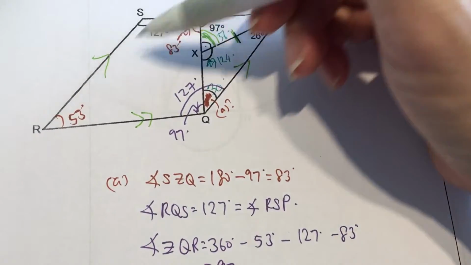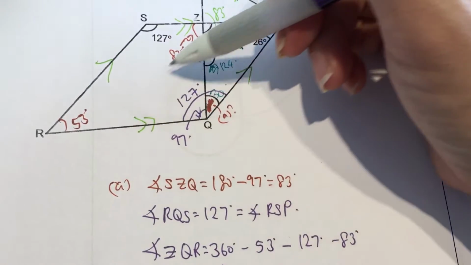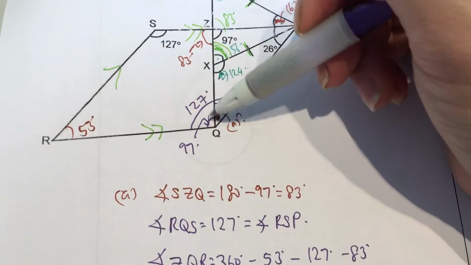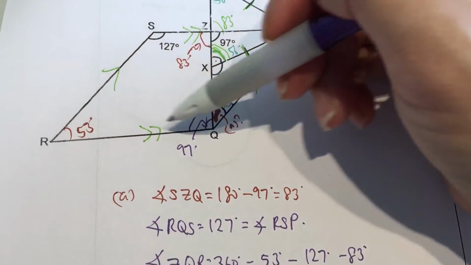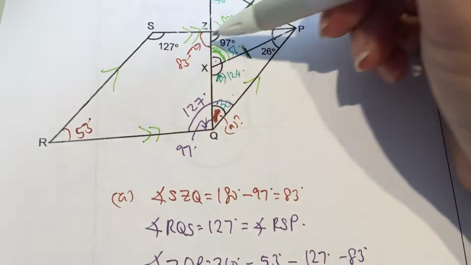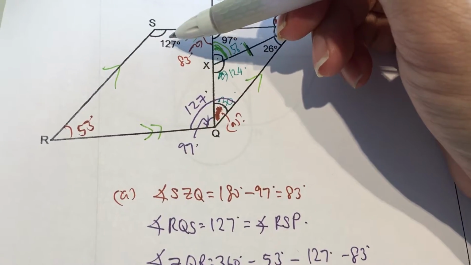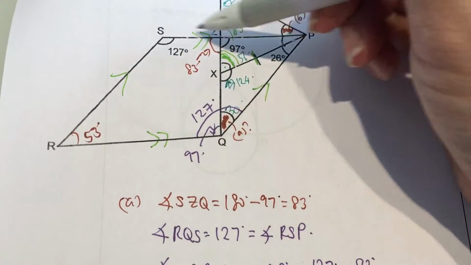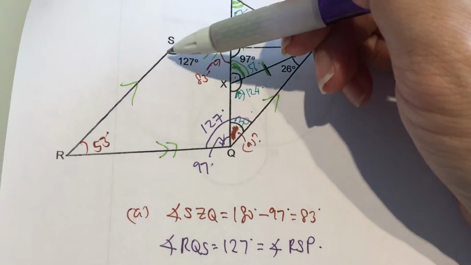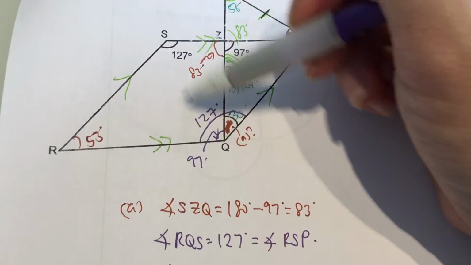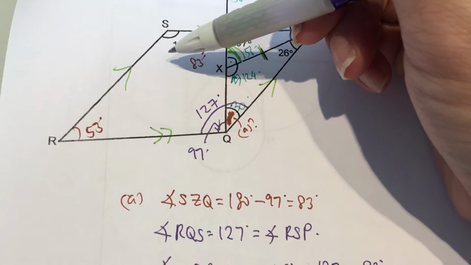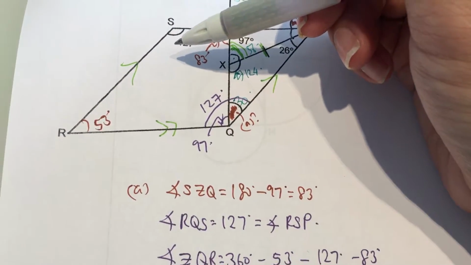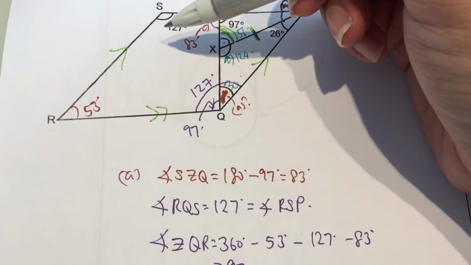Angle ZQR is in fact in this weird four-sided trapezium that is made up of two triangles. Can you see triangle one and triangle two? Yeah, triangle one and triangle two. And what is the sum of two triangles? They are actually 180 times two, which is 360.